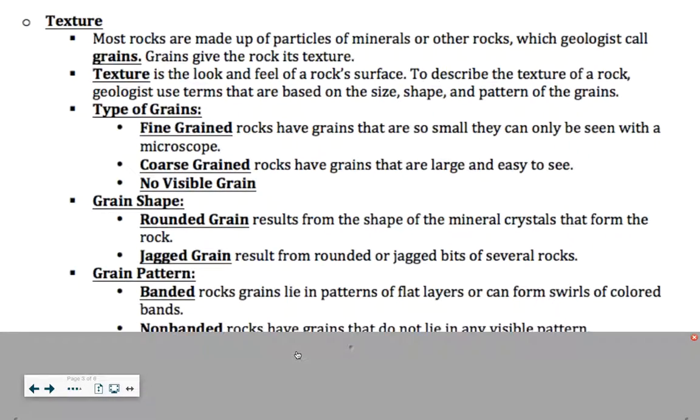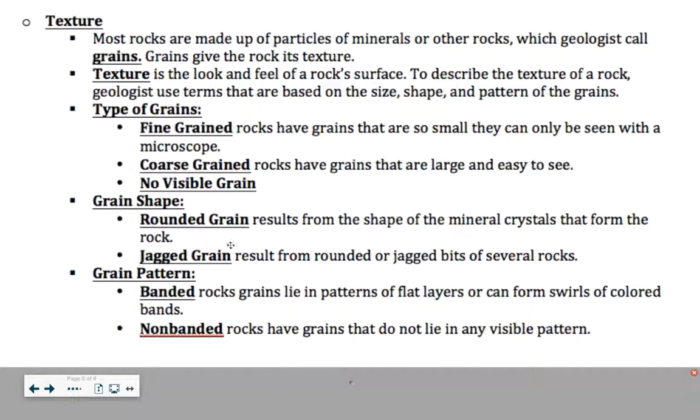Grain shape. I'm going to go ahead and take this on down here. Rounded grain results from the shape of the mineral crystals that form the rock. Jagged grain results from the rounded or jagged bits of several rocks. And look in the reading. I think the best way to understand what this is telling you is to look at the picture. If it is jagged, it has several bits of rocks in it. If rounded, grain results from the shape of mineral crystals that form the rock. So look at the two examples that they give you there in the book, and I think that's the best way really to understand what this is telling you here.